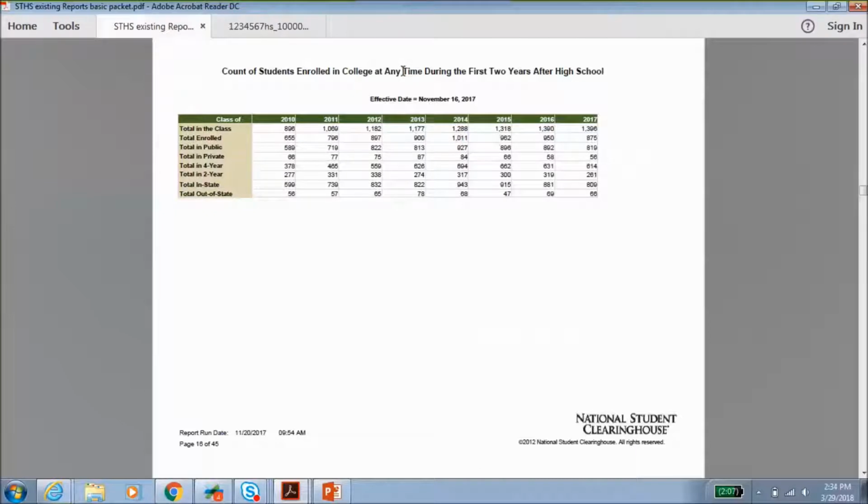Oh, one thing I forgot to mention is you'll see at the top of this report, right up here on all the pages, it tells you the effective date so that you know what date we're matching your students against.